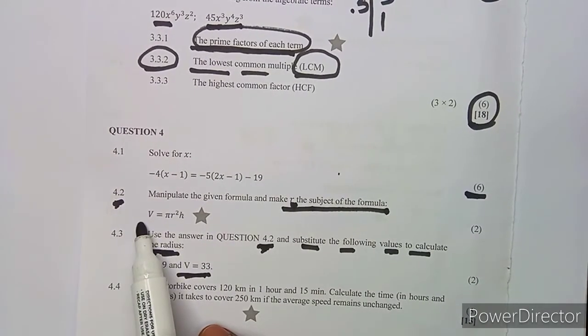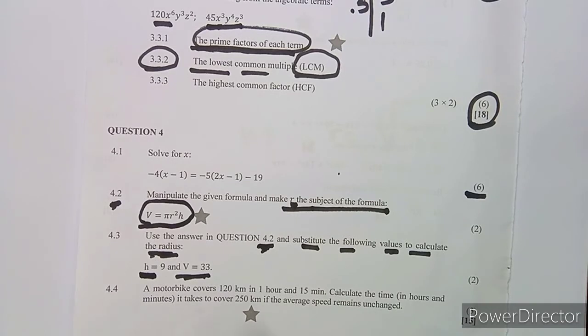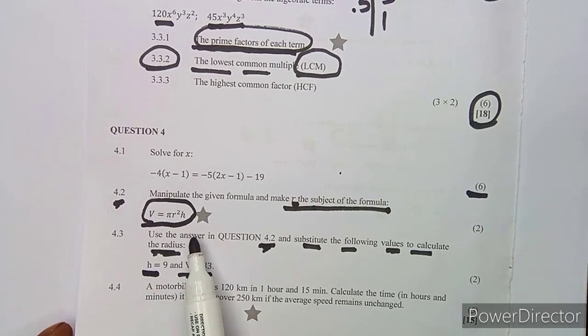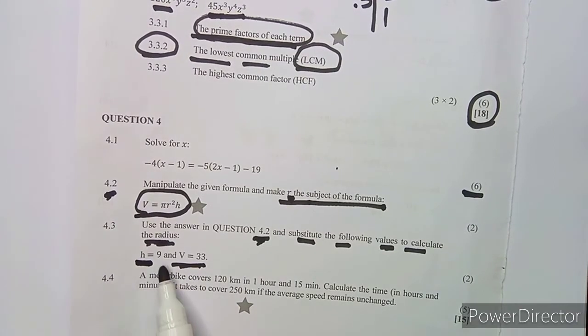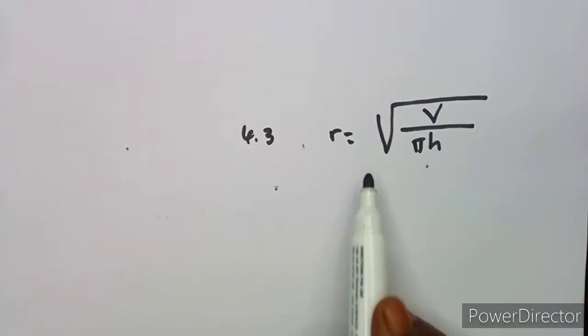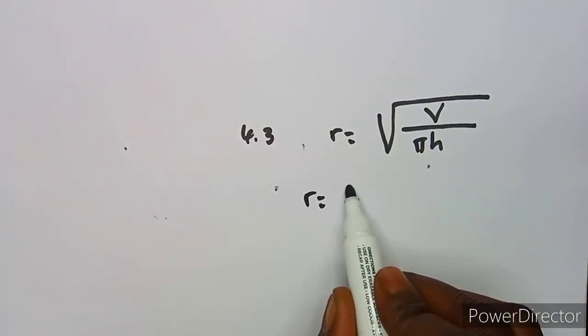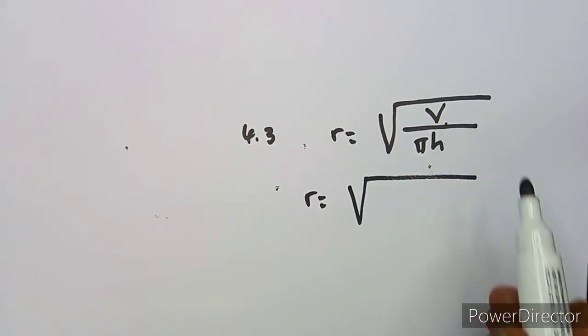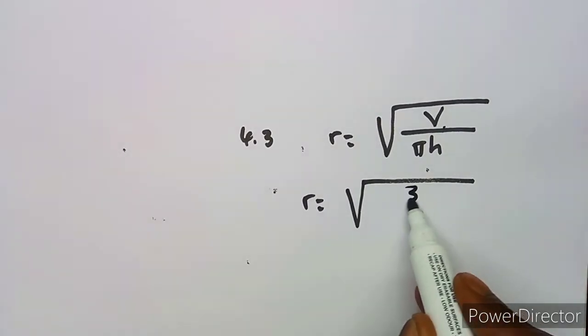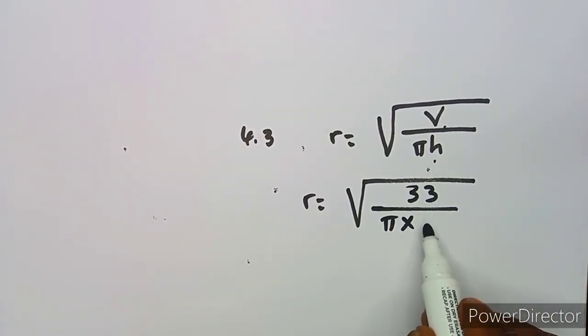We know that this is the formula for the volume of a cylinder, but this is just a formula. No one told you that it's a formula for the volume. So you have to use plus or minus, but this time our answer is just going to be a plus because you are calculating the radius. So I'm just going to take the positive part of the formula. Our r is going to be the square root of v, which is the volume, 33. So we have 33 over pi times h, which is 9.